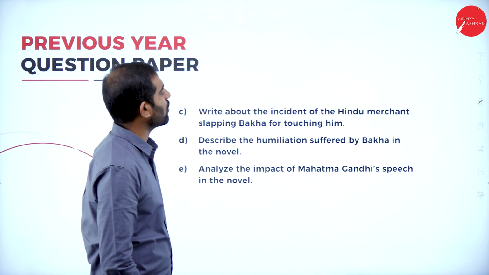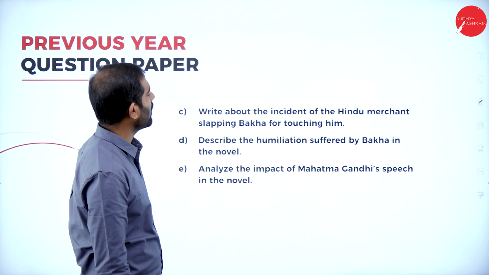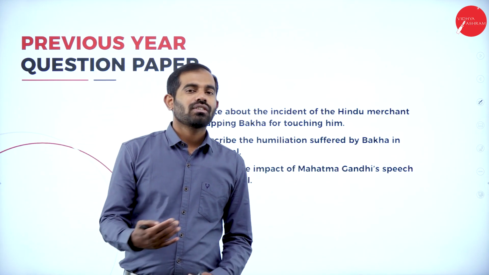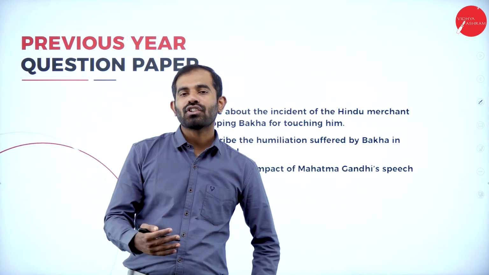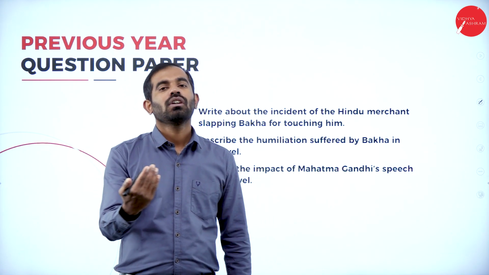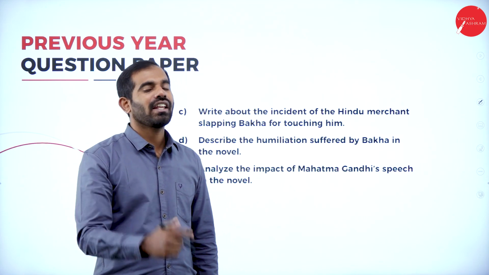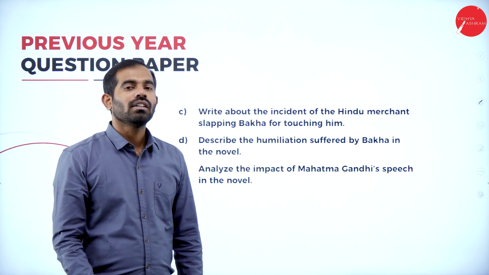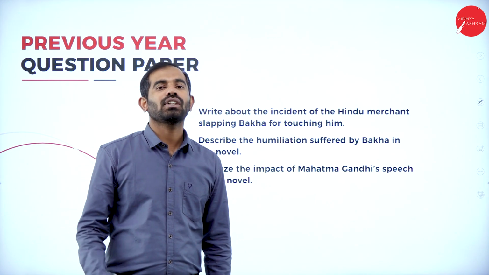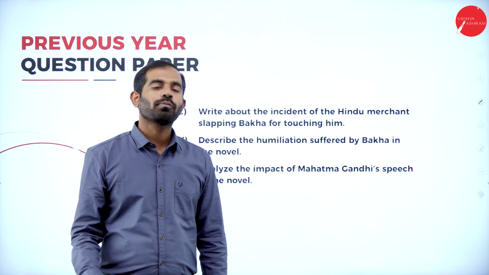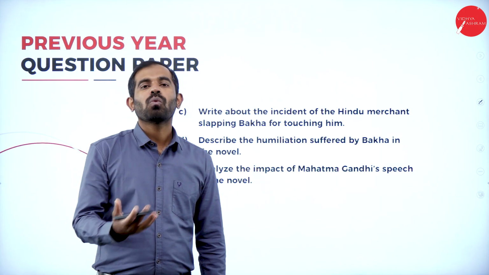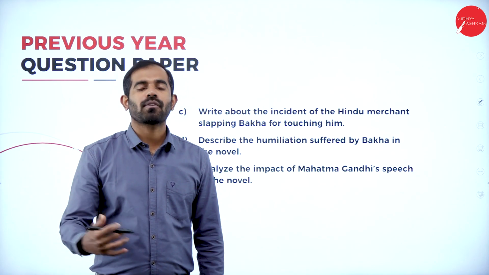Write about the incident of the Hindu merchant slapping B.A. for touching him. Here, B.A. buys jalebis and is munching sweets and standing on the road, and accidentally a Hindu merchant comes and dashes against B.A. and the Hindu merchant is so angered, he goes on to scold B.A., saying that you are a two-legged scorpion, you are vermin, you are a son of a bitch, and why couldn't you keep yourself away from the road?